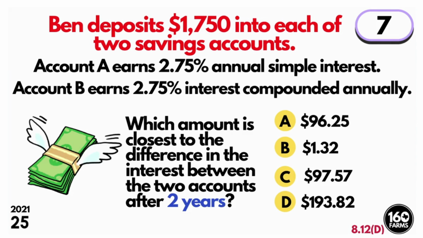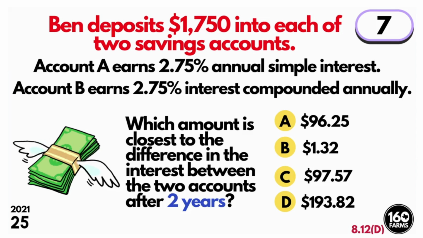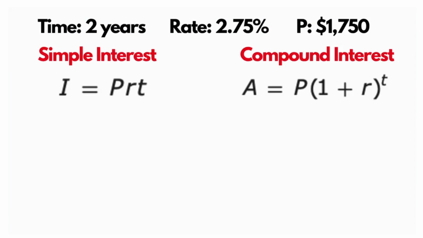We've got two formulas going on here. We got a lot going on. Let's break this down a little bit. So we're going to put our terms that we know in our question at the top. We have time of the loan, 2 years. We have a rate of 2.75% and a principal of $1,750.